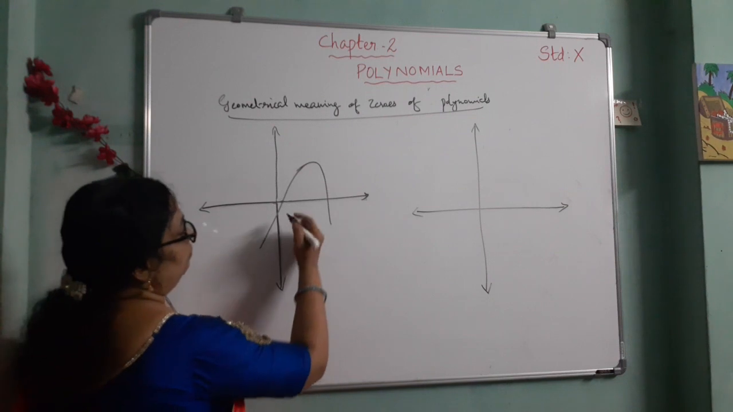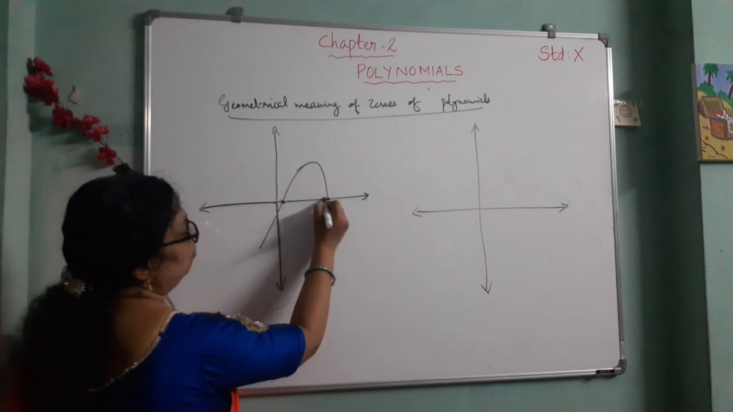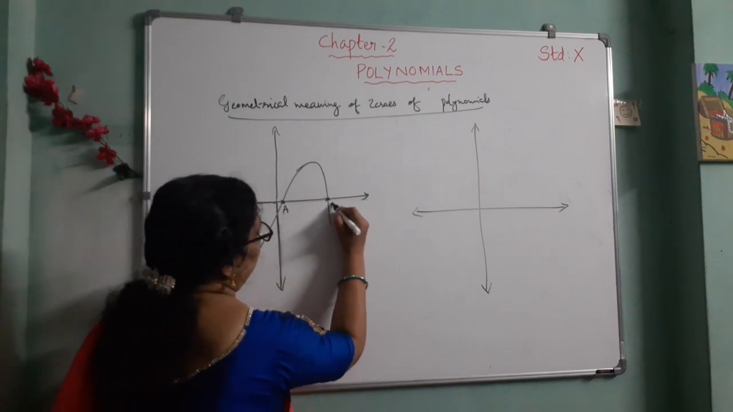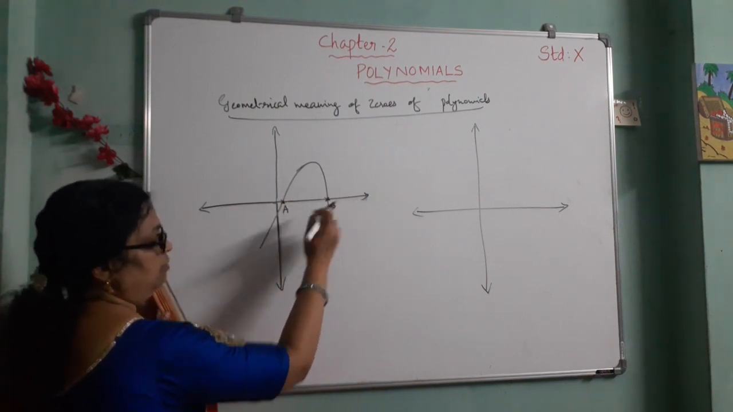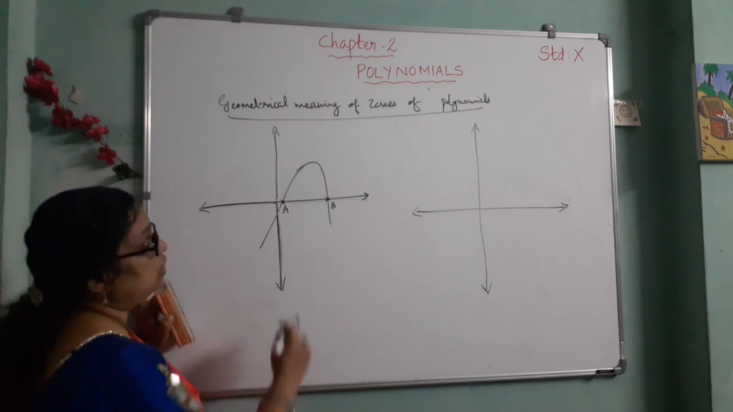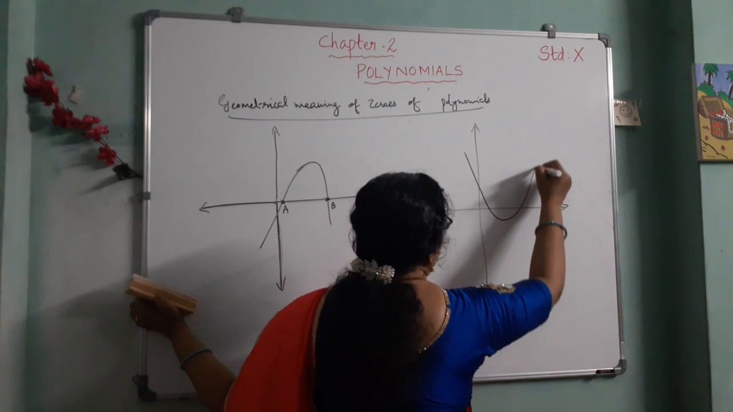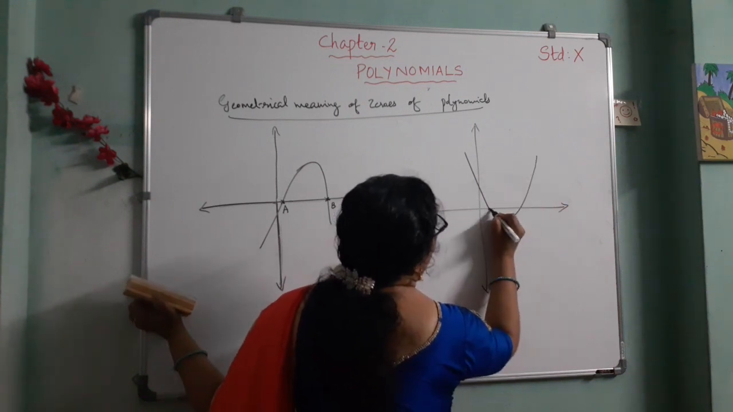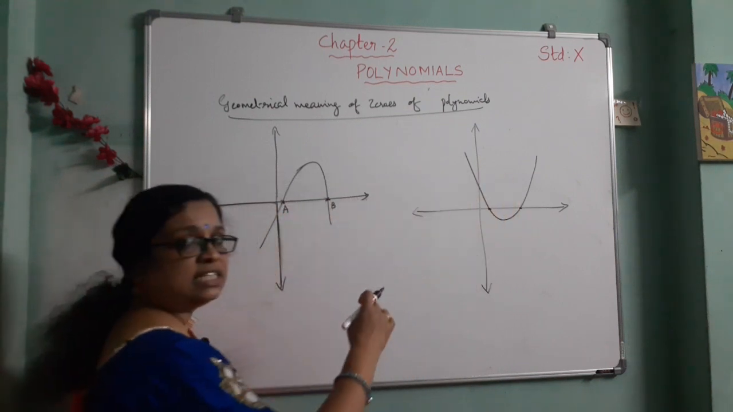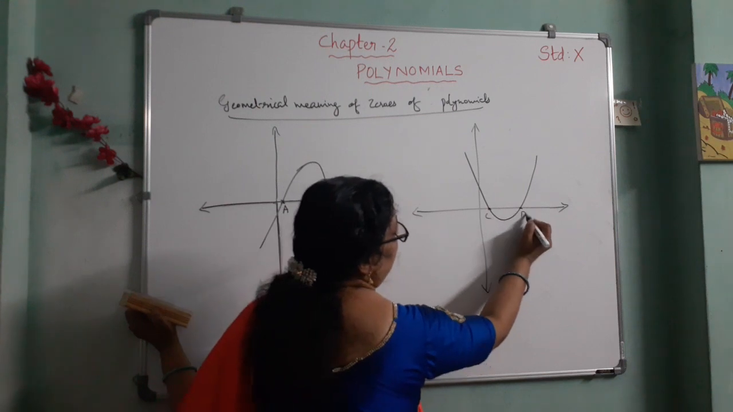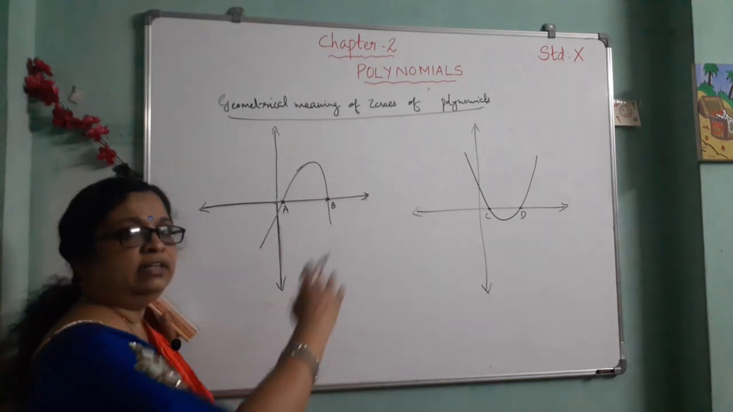Okay, so listen, this graph is a parabola cutting the x-axis at two points. Let these two points be a and b. So this parabola intersects the x-axis at a and b. That is, a and b are the two zeros of the polynomial. And another curve in this way also intersects the x-axis at two distinct points, C and D. These are the intersecting points, and they are the zeros of that polynomial.